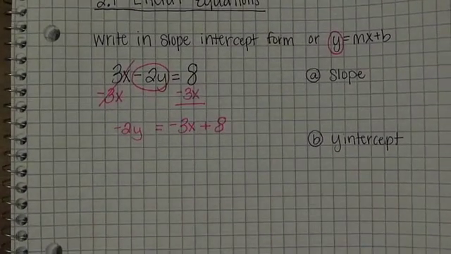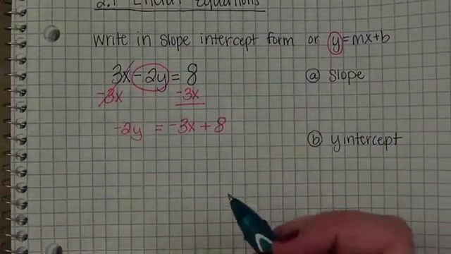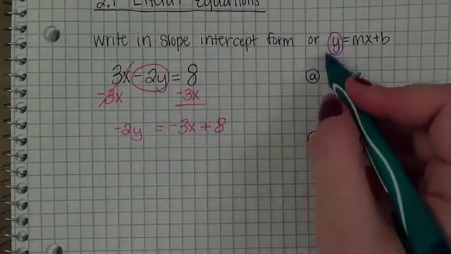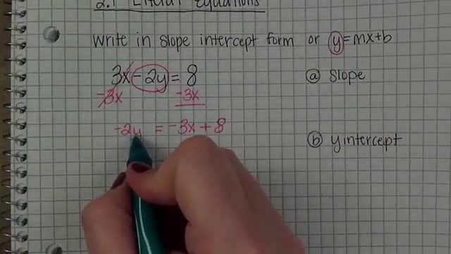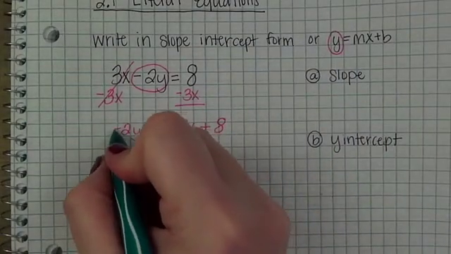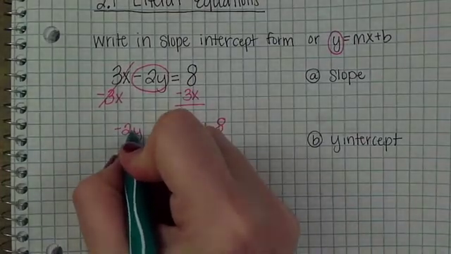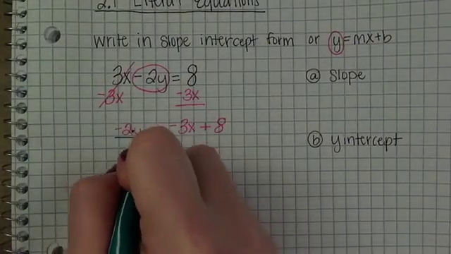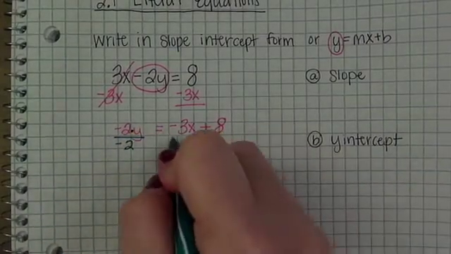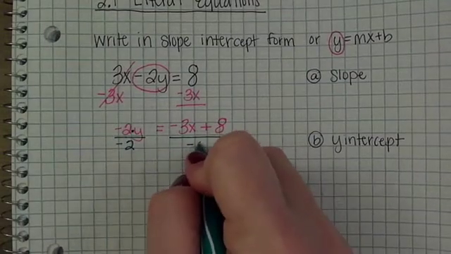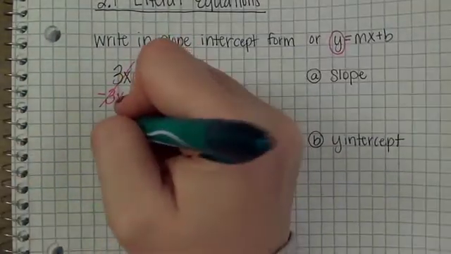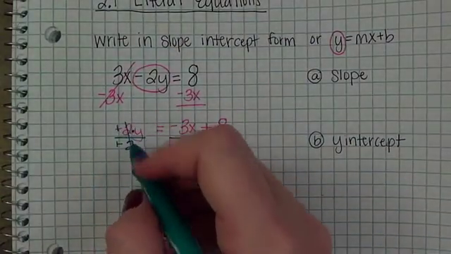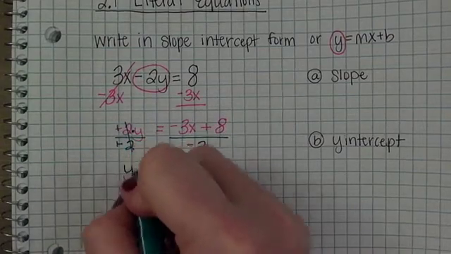Okay, then our next step. Again, it feels weird because we have two variables, but we're still just trying to get the y by itself. So if I want to get this y by itself, right now it's negative 2 times y, so I would want to divide by a negative 2 and divide everything by a negative 2. Then negative divided by negative cancel, 2 divided by 2 cancels, so I would have y equals.